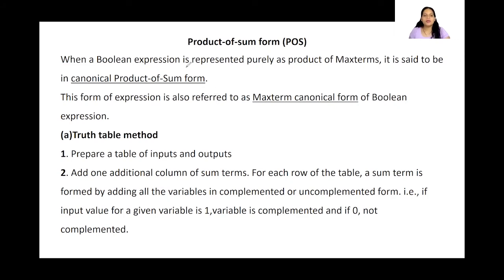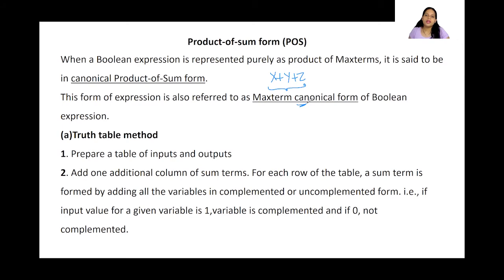Okay. So when a Boolean expression is represented purely as a product of max terms, it is said to be in canonical product of sum form. Okay. Now max term is something we learned previously, isn't it? So we can write it something like x, y plus z. If we write it in this form, then this is called a max term. Okay. So this form of expression is also referred to as max term canonical form of Boolean expression.